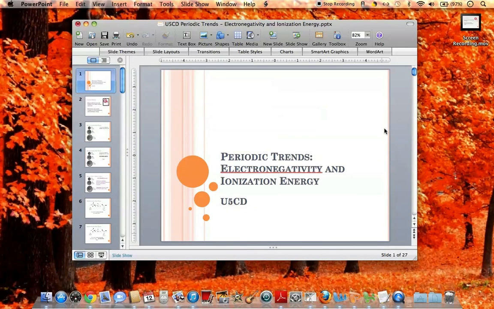Okay, so that is it for our periodic table. We'll spend a lot of time tomorrow going over these two trends because they're going to stay with us for a good part of the year and influence some of the other topics we're going to talk about.